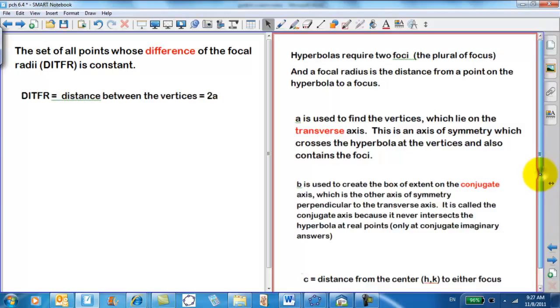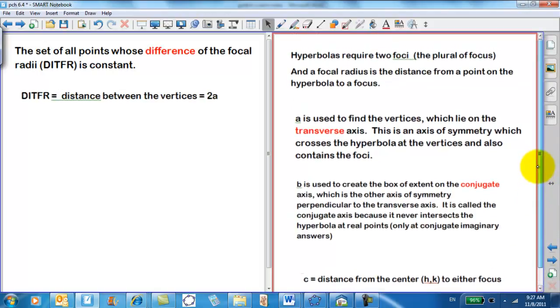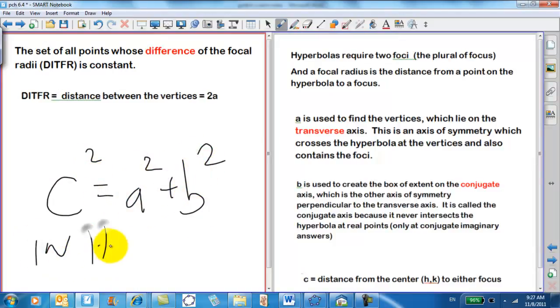Finally, C is the distance from the center, h, k, to either focus, just as we saw with the ellipses. But now, in this case, with the hyperbolas, the foci end up being outside of the box of extent, outside of the vertices. And also, whereas we saw with the ellipses a squared equals b squared plus c squared, now in hyperbolas we have c squared equals a squared plus b squared.